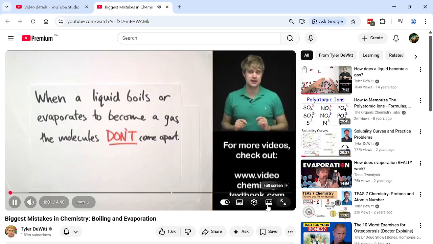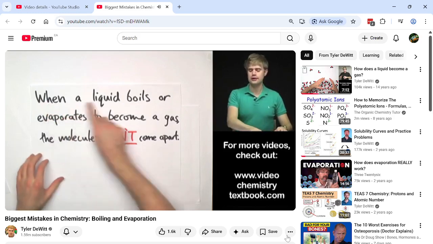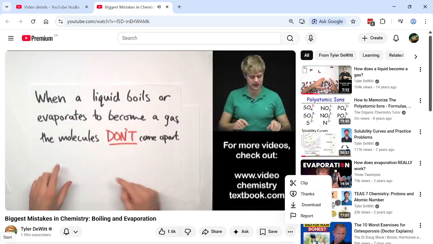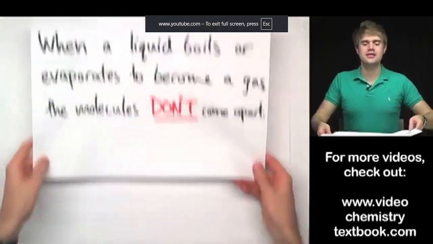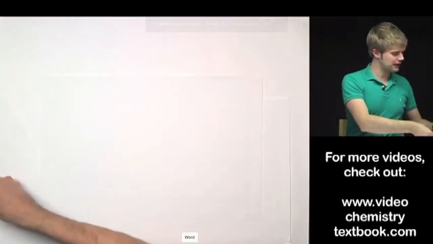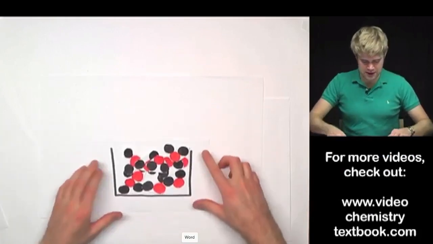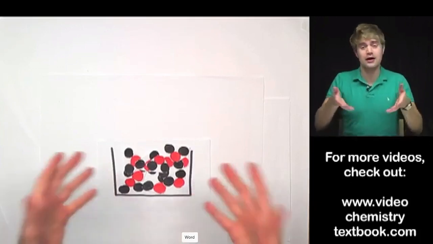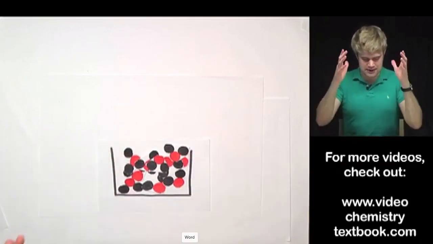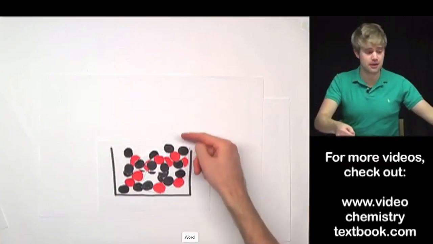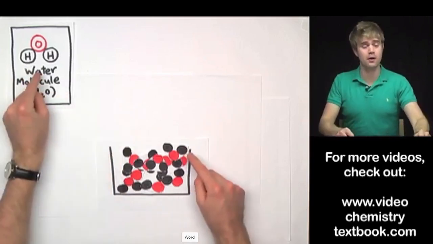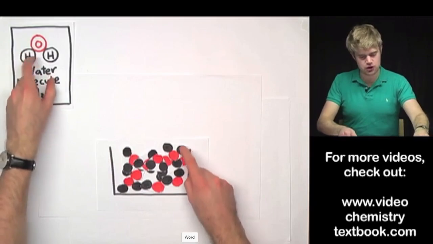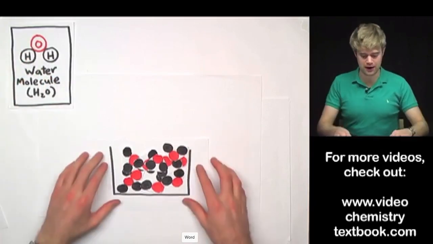Here's one of the biggest things that people don't understand in chemistry. Keep this in mind. When a liquid boils or evaporates to become a gas, the molecules don't come apart. So let's talk a little bit about liquids, evaporation, boiling, and molecules. So here is a very tiny glass of water. Well, it's a tiny glass of water that we've zoomed in zillions and zillions of times so we can see what makes it up. And what we see is that this glass of water is made of all of these water molecules. One oxygen atom connected to two hydrogen atoms. That's why we call it H2O.